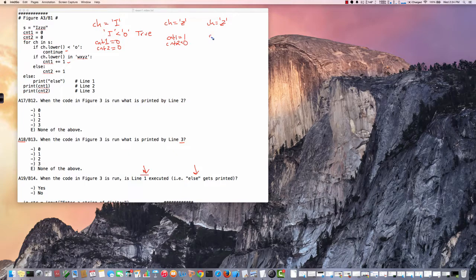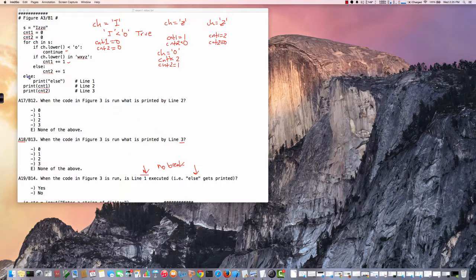It's in there, so we add 1 to my count. Count 1 now has a value of 2. Count 2 still hasn't changed. Then I get the next character, which is the O. Is O less than O? That's false, so we don't do the continue. We come down. Is O in WXYZ? No. So we don't change the count. Count 1 still has a value of 2. Count 2 will now have a value of 1. We're done with my loop. Notice that there's no break in there.